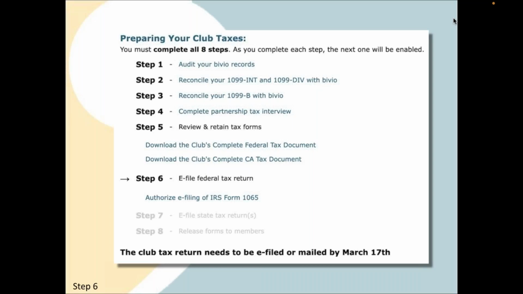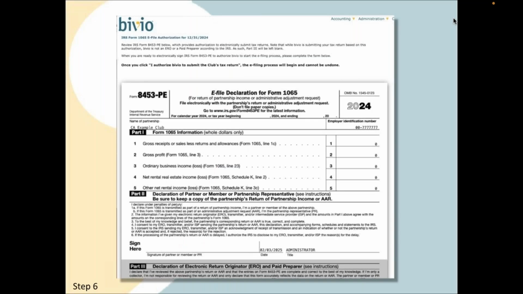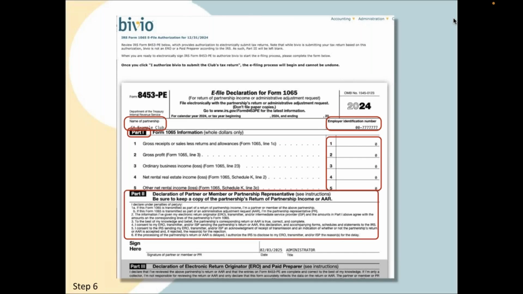If you've chosen to e-file your club's federal tax return, you need to review and electronically sign the e-file authorization. Click Authorize IRS e-filing to begin. Bivio will complete the e-file declaration form with your club's information. You need to review it. On the screen, check carefully your club name and EIN number. All the amounts in Part 1 will usually be zeros. Read carefully all of the declarations in Part 2.